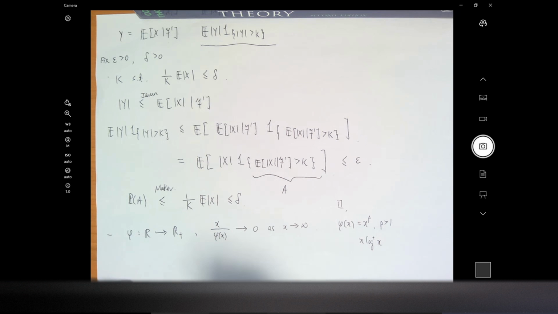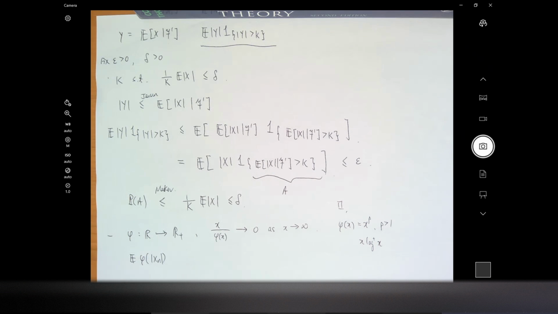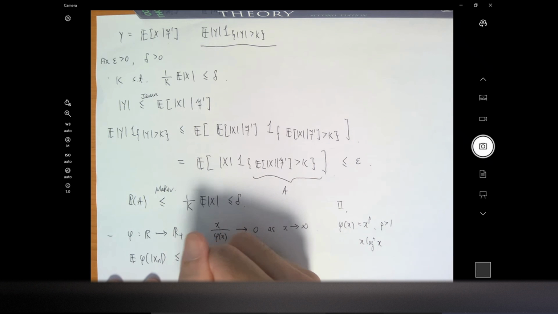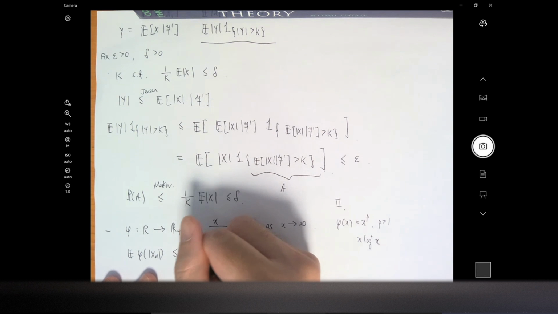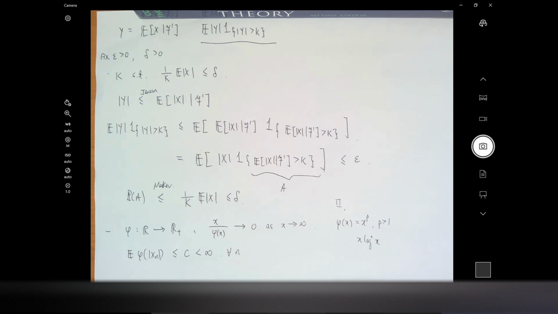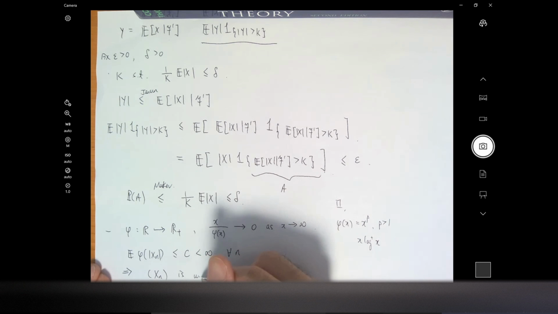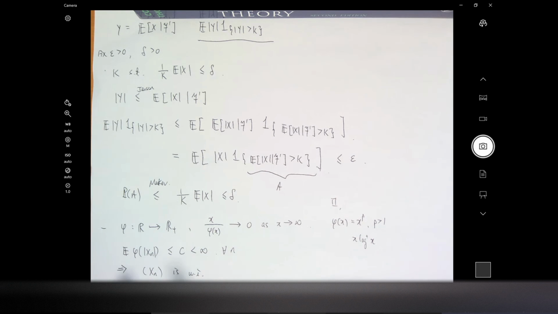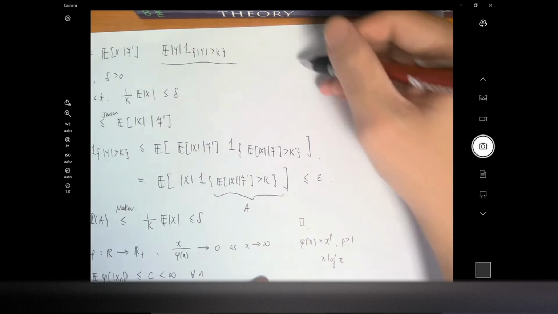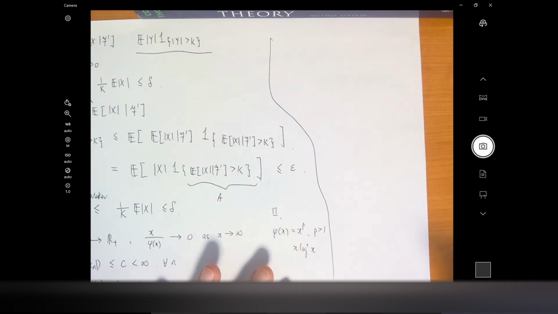Now if I can verify that the expectation of phi of X_n, applying phi to X_n, is uniformly bounded, smaller than some finite constant c for all n inside my collection of random variables, then it implies that the X_n are uniformly integrable. So if I can find such a function, then it implies uniform integrability of the original collection of random variables. So let's prove that. This is also a good way to check whether your set of random variables is uniformly integrable or not.